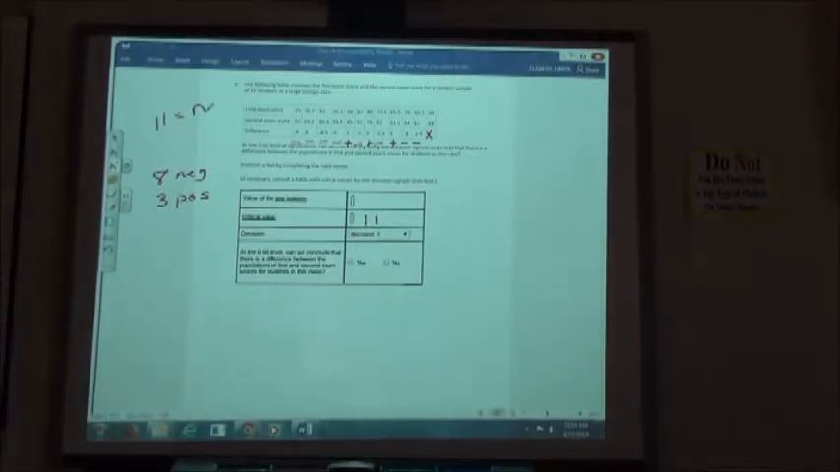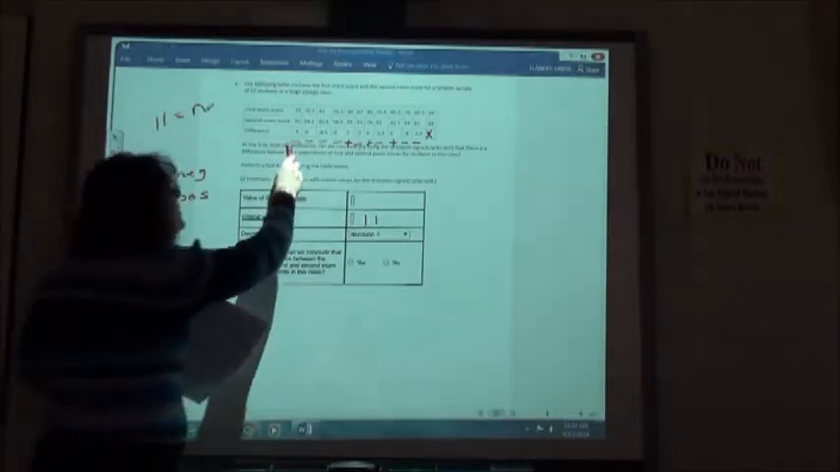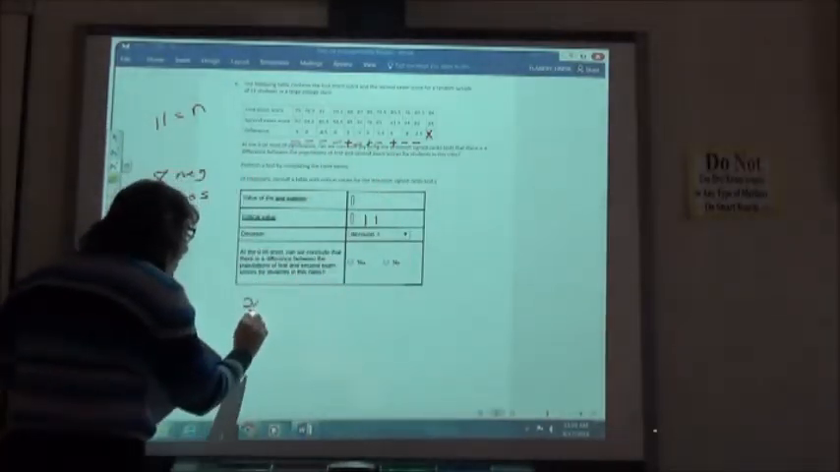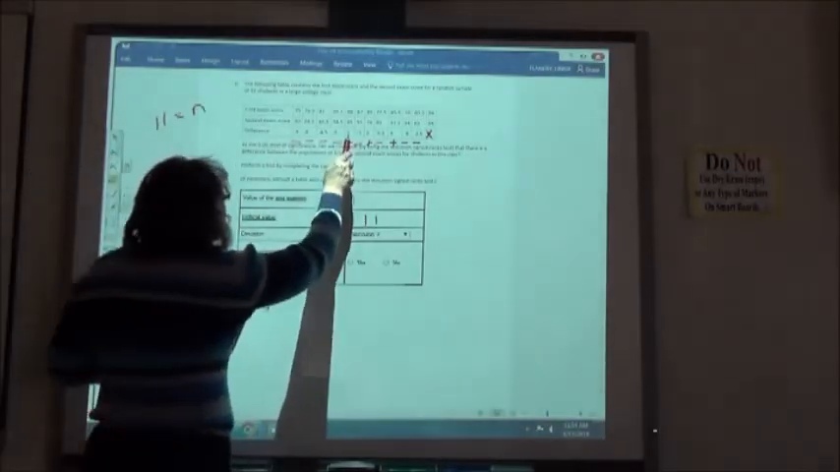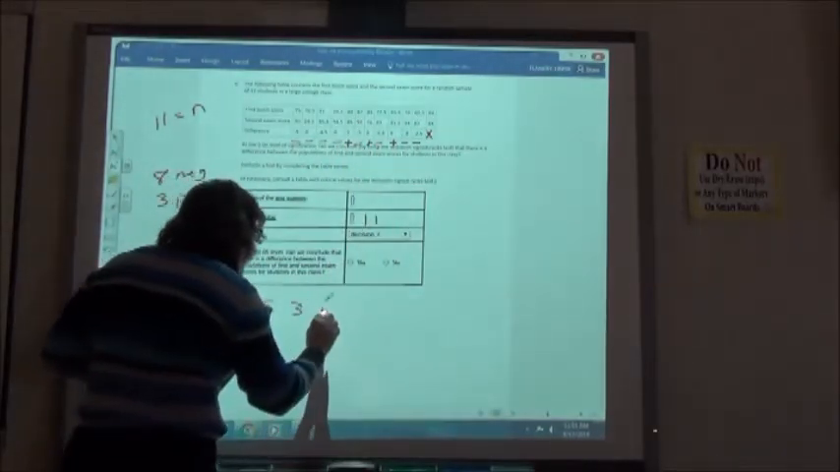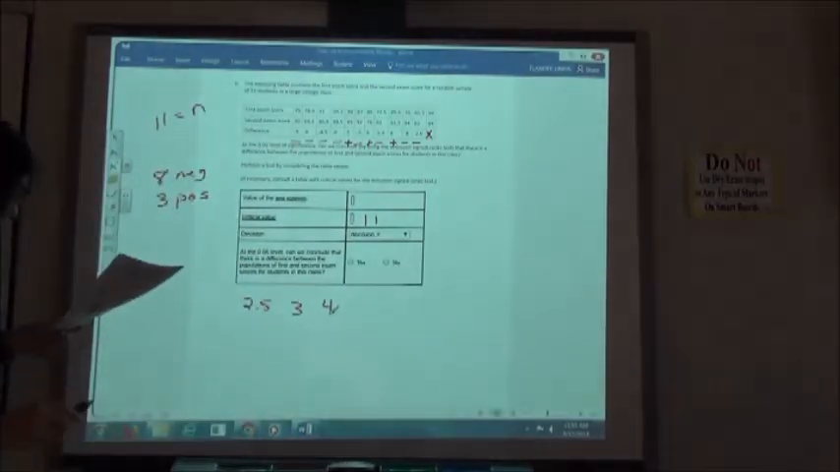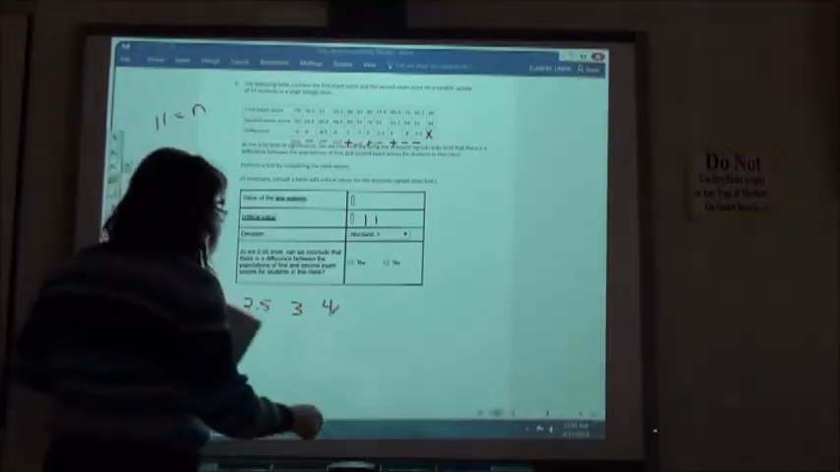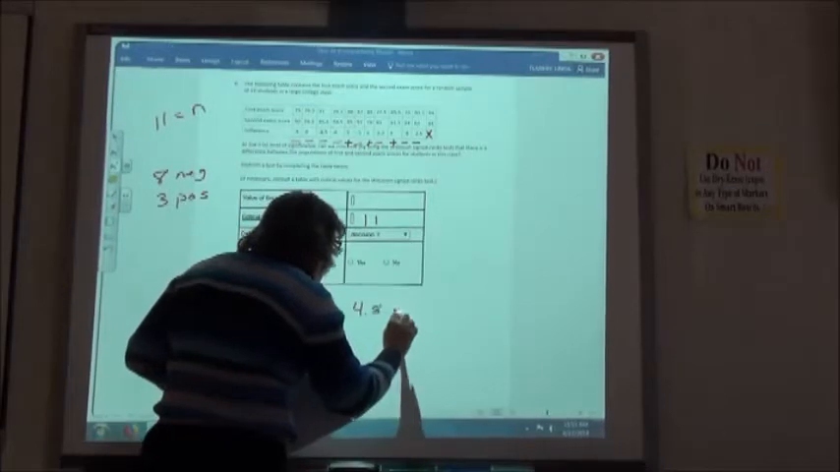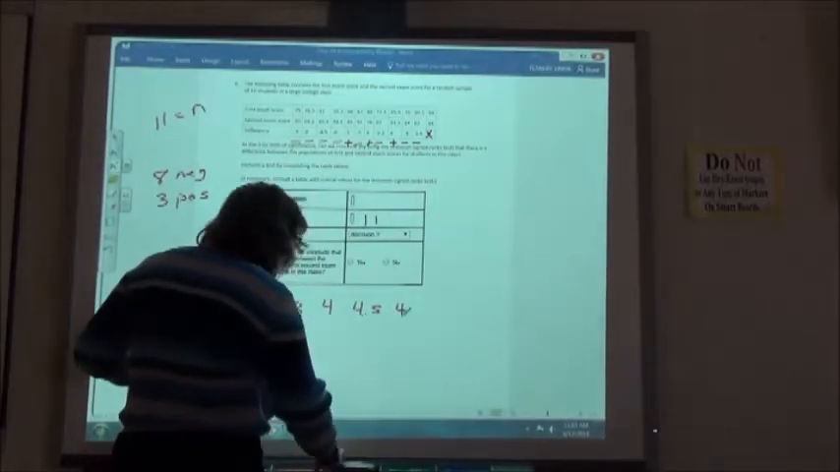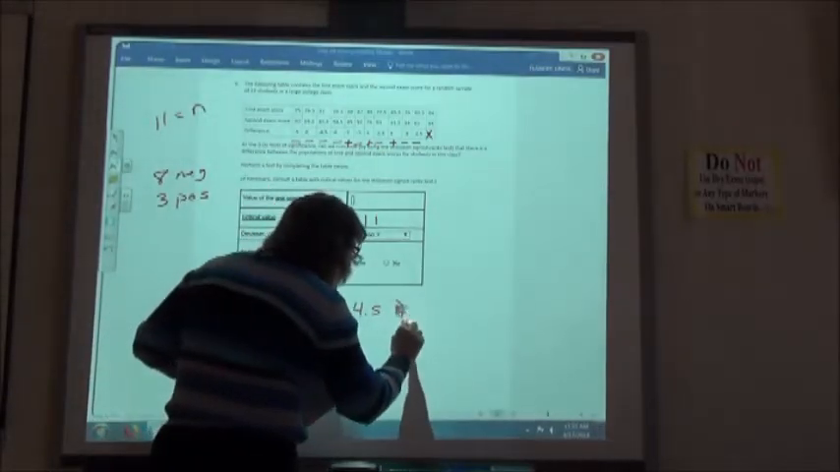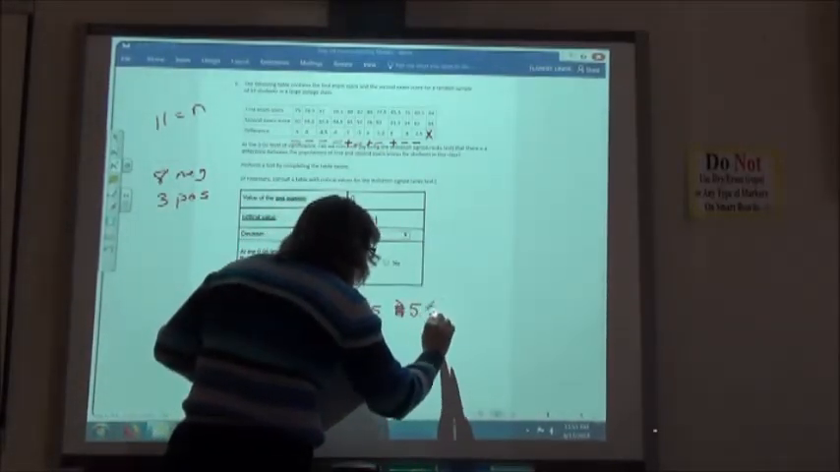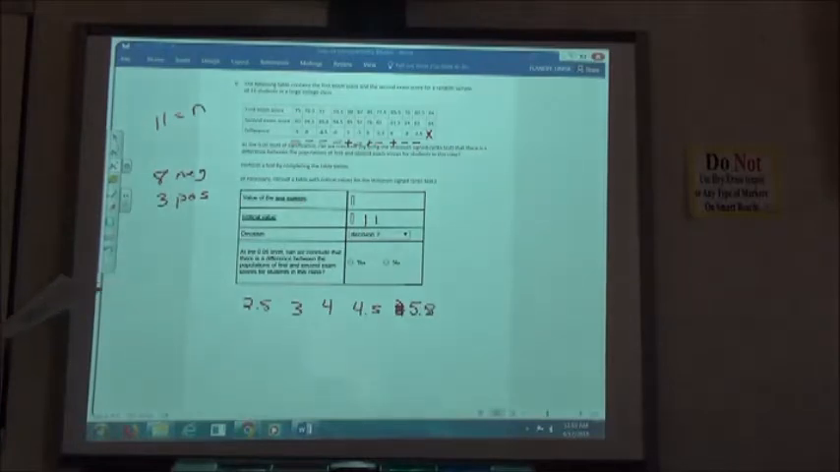So again, we want to put them in order, ignoring the sign. Our smallest value here is going to be 2.5. Our next value, we have a 3, and then we have a 4. If we keep going, we have a 4.5 and a 5.5. Whoops, that was supposed to say 5.5. I'm just going to scribble it out because my eraser's not going to work. 4.5 and 5.5.